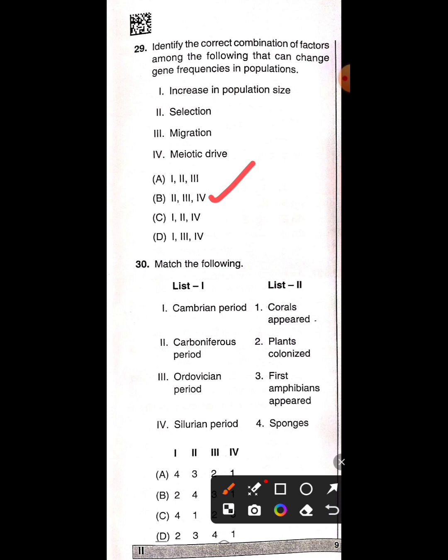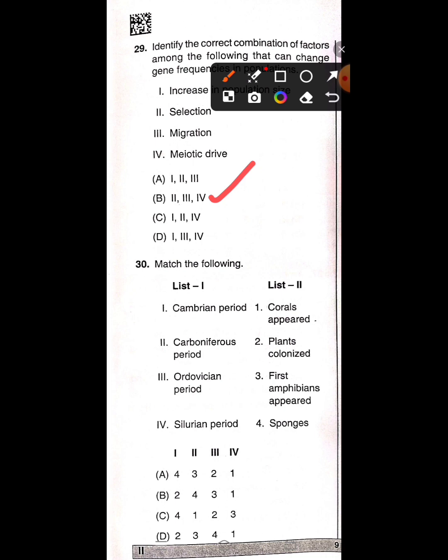Let's see the next question. Here also you have to match list 1 with list 2. The first list consists of periods: Cambrian period, Carboniferous period, Ordovician period. List 2 consists of organisms. The answer is the first option. That means in the Cambrian period, sponges evolved. In the Carboniferous period, first amphibians appeared. In the Ordovician period, plants first colonized. In the Silurian period, corals appeared. So the first option is correct.